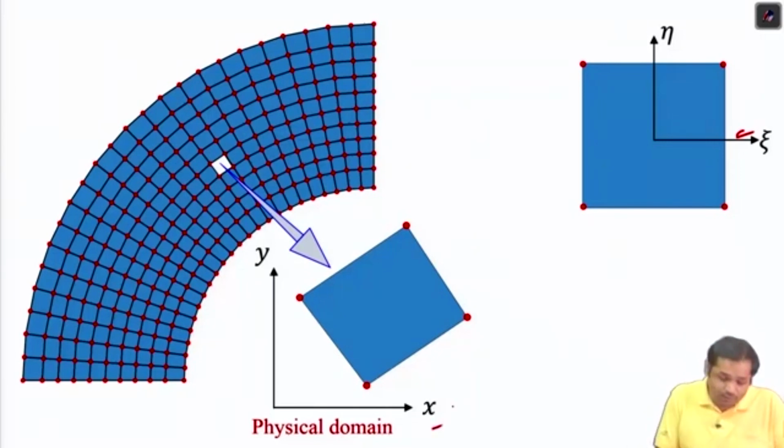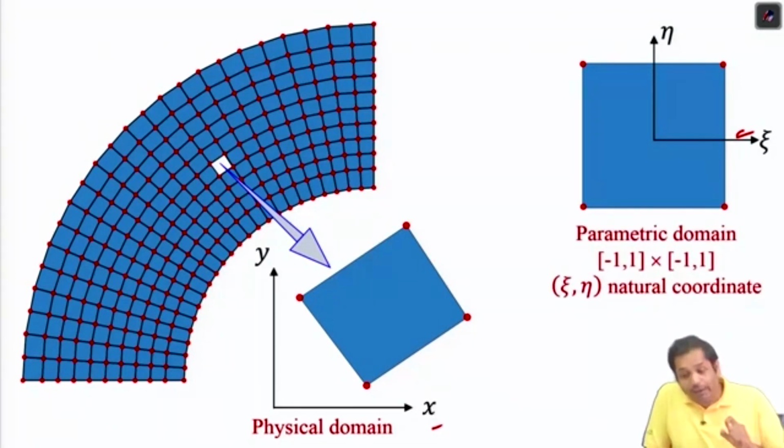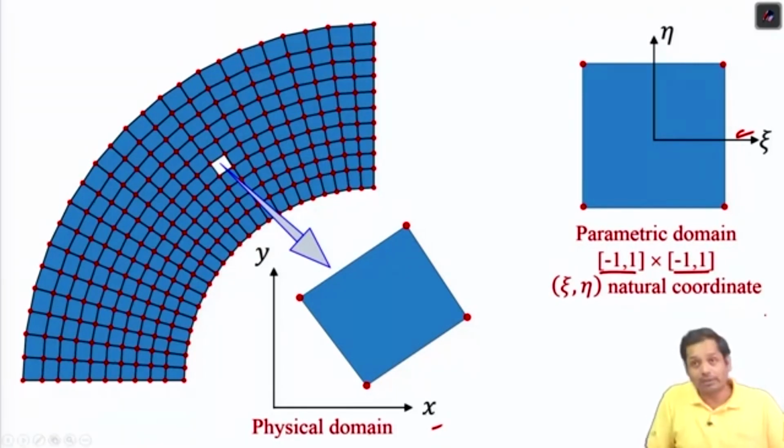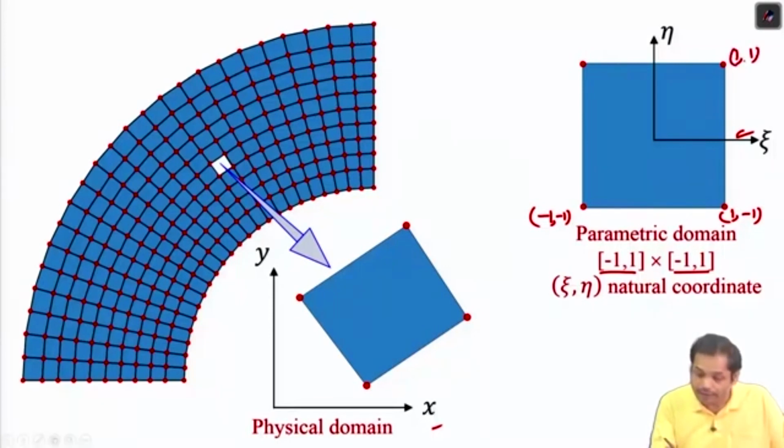These elements are in x and y coordinate, and this is xi and eta coordinate. These coordinates are also called local coordinates. Now this domain is called parametric domain, and xi, eta are called natural coordinates. The coordinates of this node are -1, -1, this is 1, -1, then 1, 1, and finally -1, 1. So our domain is this. This is our parametric domain.